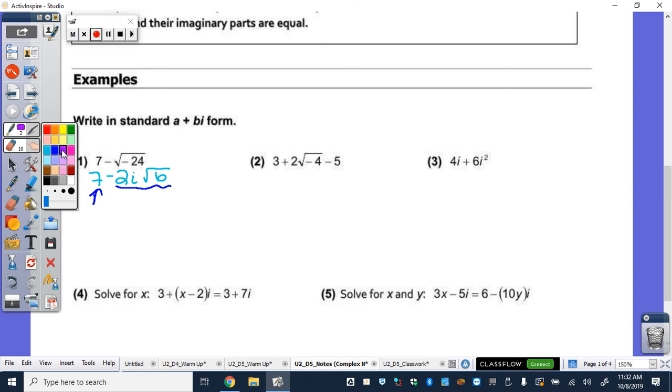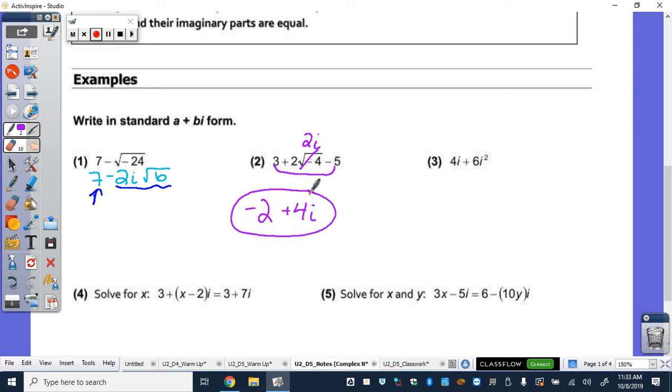All right, let's take a look at the second one. Number 2, I got that square root of -4. What does that turn into? 2i, because square root of 4 is 2. Because it was negative, it's i. So now I can do 3 minus 5. So that gives me a -2 for my real numbers there. And then the 2 times the 2i makes that a plus 4i. So I get -2 plus 4i.